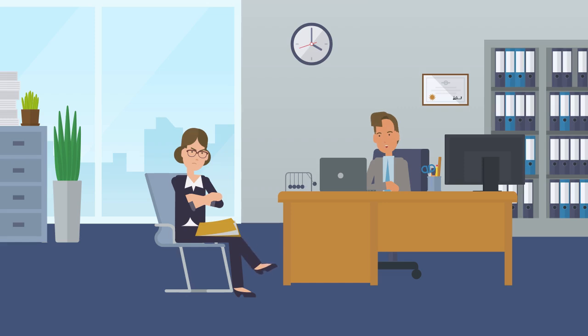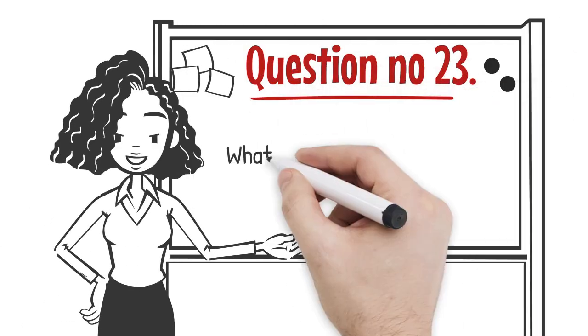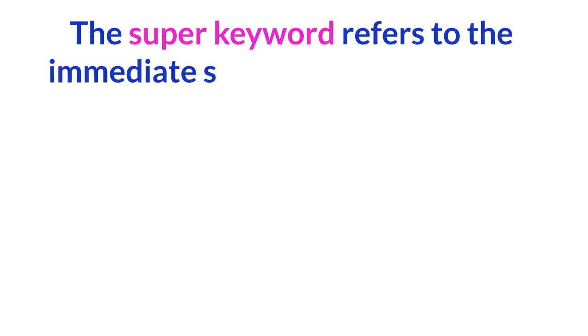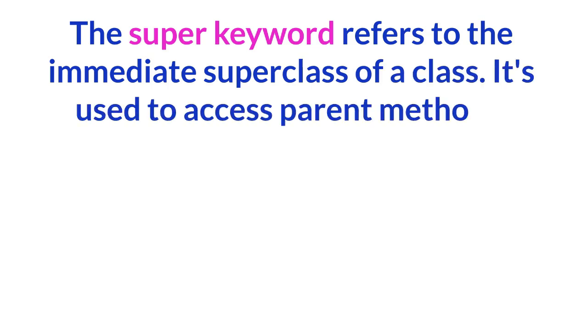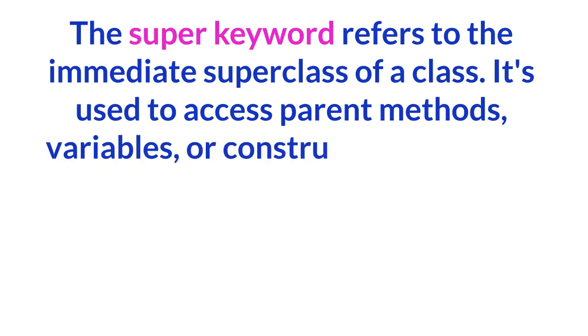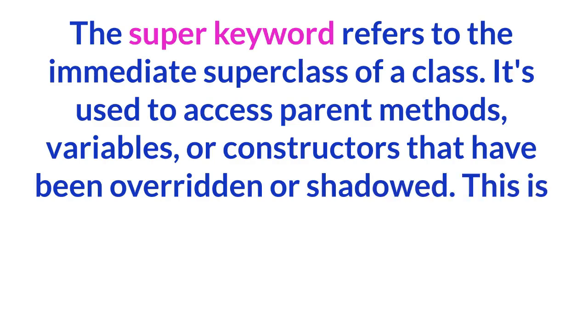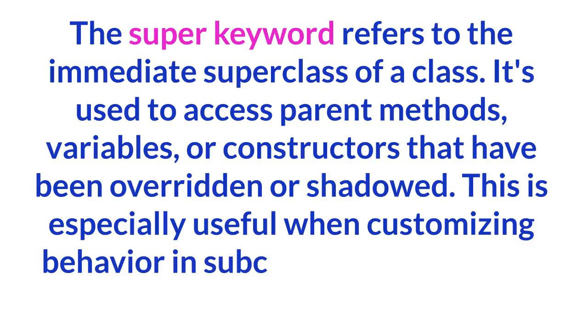What is the purpose of the super keyword in Java? The super keyword refers to the immediate superclass of a class. It's used to access parent methods, variables, or constructors that have been overridden or shadowed. This is especially useful when customizing behavior in subclasses while reusing parent logic.